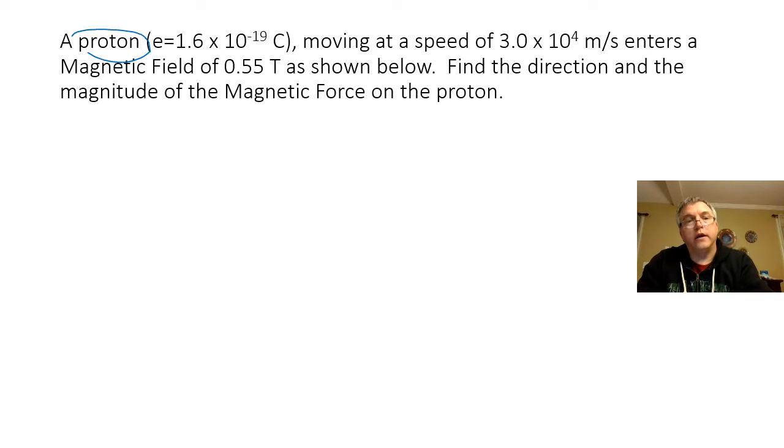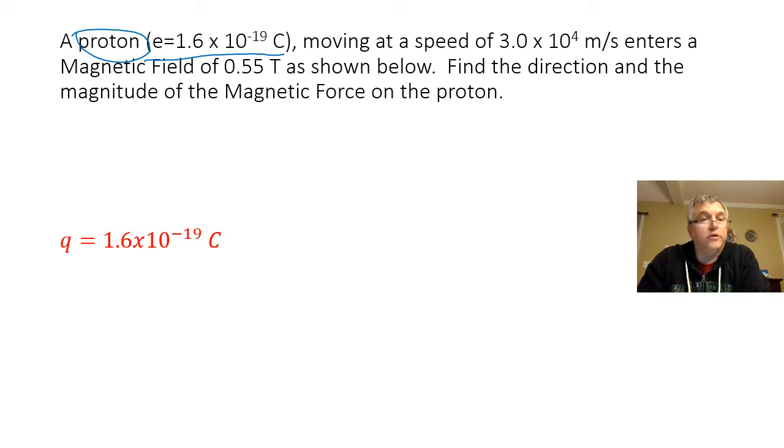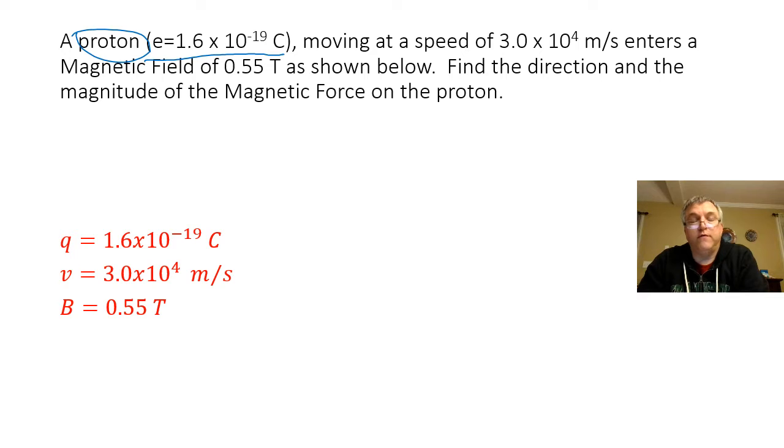We have a proton and we are given the charge of a proton, although that's something we should probably know by now. I know the charge of a proton is 1.6 times 10 to the minus 19th coulombs. I'm given the velocity of the proton, 3.0 times 10 to the fourth meters per second, and the magnitude of the magnetic field, 0.55 Tesla, and I'm being asked to find the force. Now remember, we use the math and the formulas to find the magnitude of our unknown quantity, and we use the right-hand rules to find the direction of our unknown quantity.